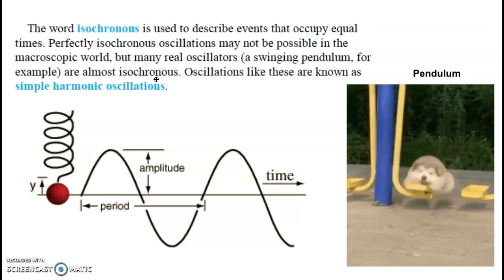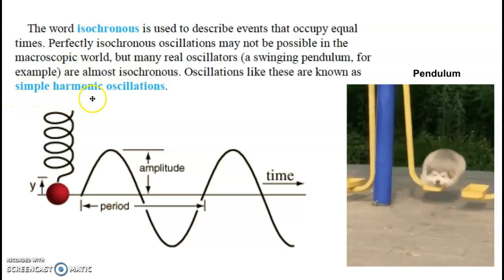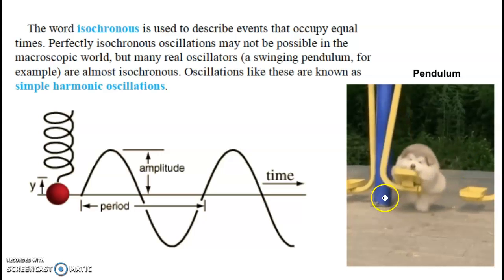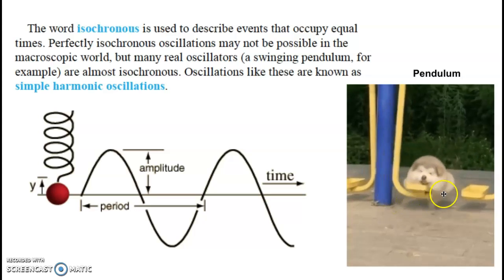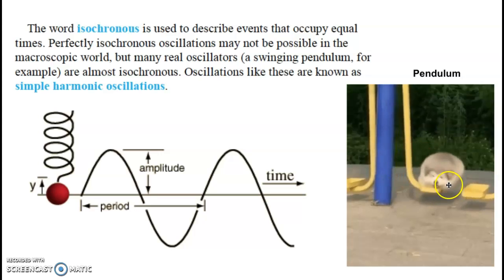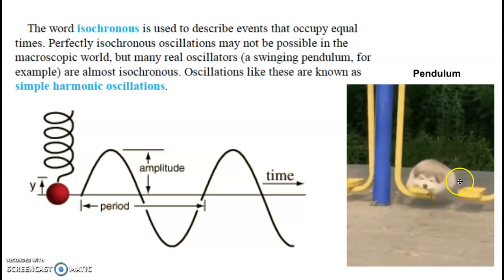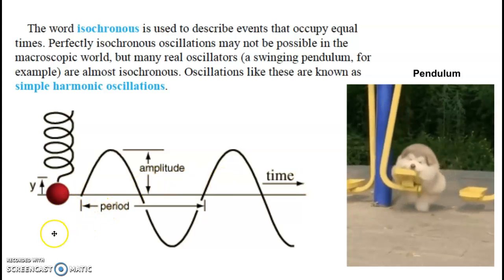Now, oscillations like these are called simple harmonic motions. So this is a pendulum, as you can see here, and what you're seeing is that it takes the same amount of time for a full swing, right? So this is something that is isochronous. And that's the beginning of a definition for the term simple harmonic motion.